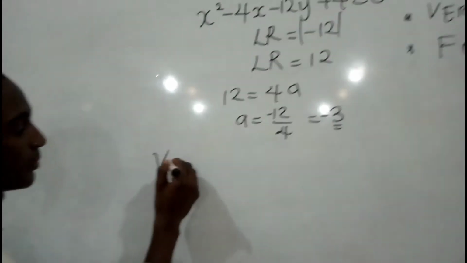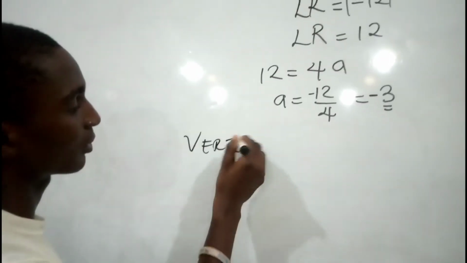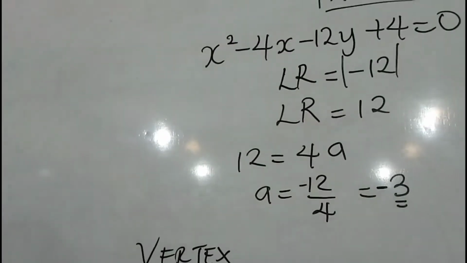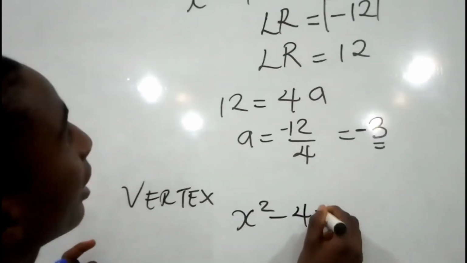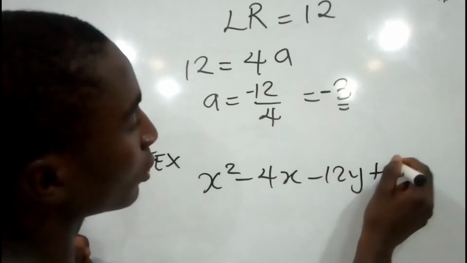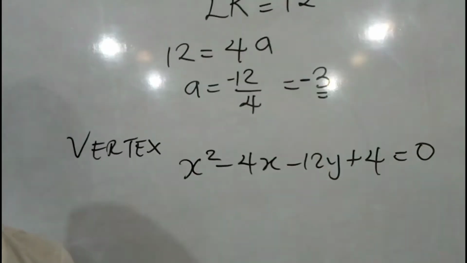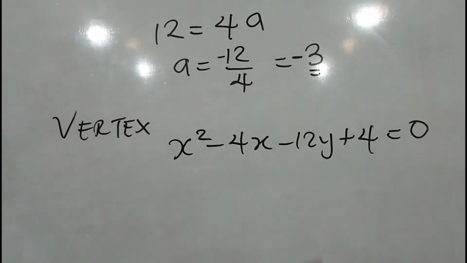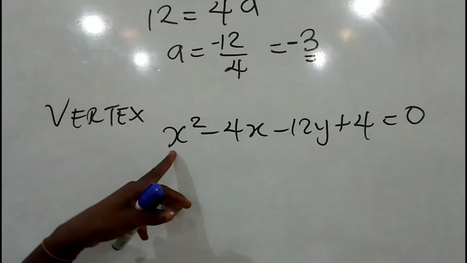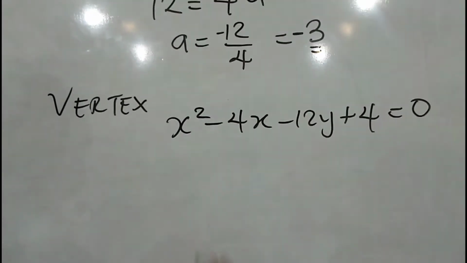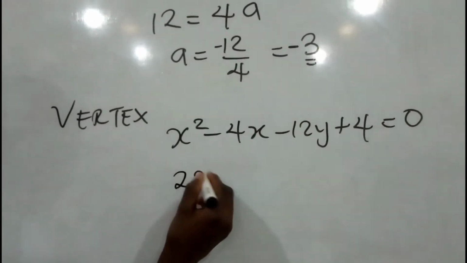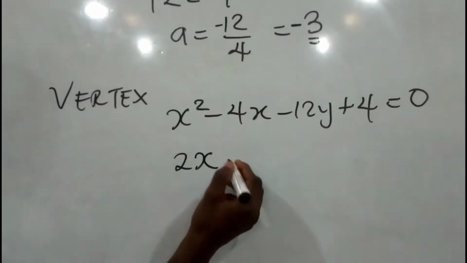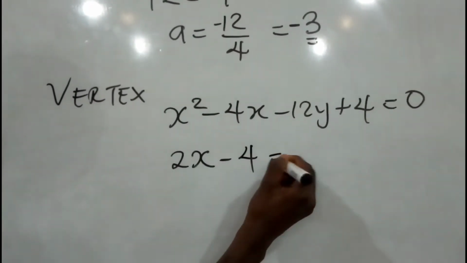The vertex of this equation is very simple. The first thing we do is take our equation x squared minus 4x minus 12y plus 4 is equal to 0. Now at this point, we differentiate just the value of x, treating y as a constant. That is, when we differentiate a constant, we get 0. But differentiating with respect to x, I'm having x squared here, which will give me 2x. And here I'm having negative 4x; differentiating this will give me negative 4. And I equate it to 0.